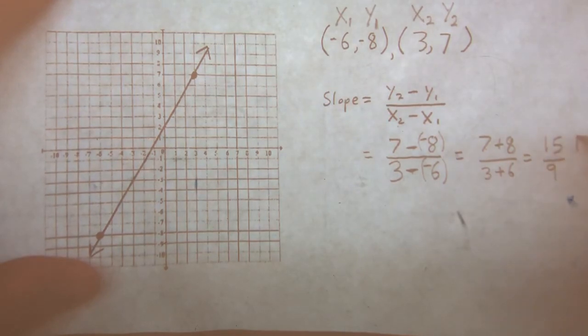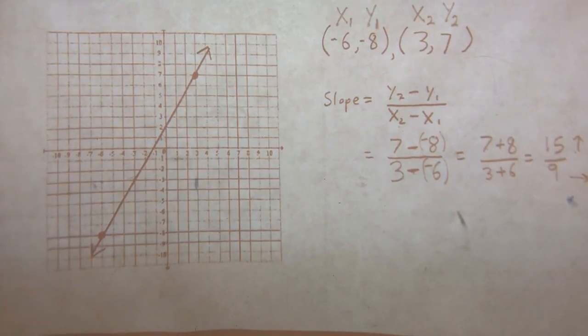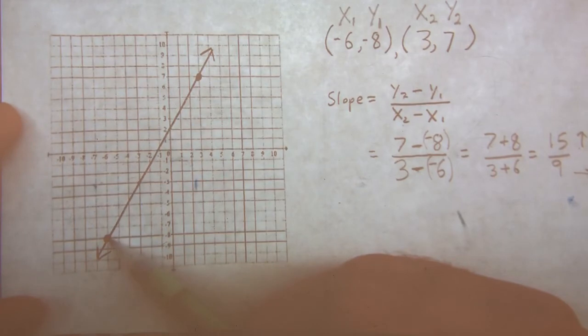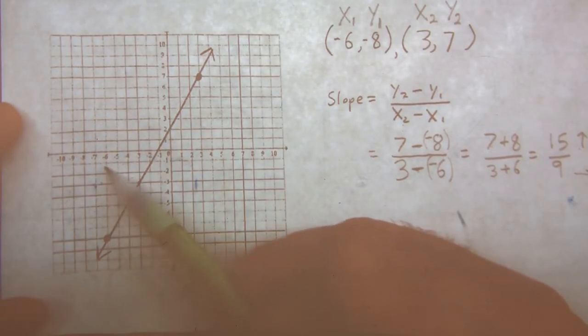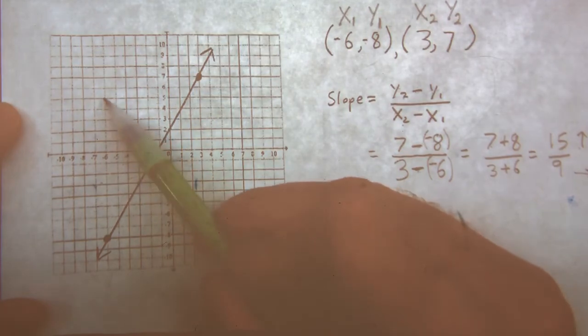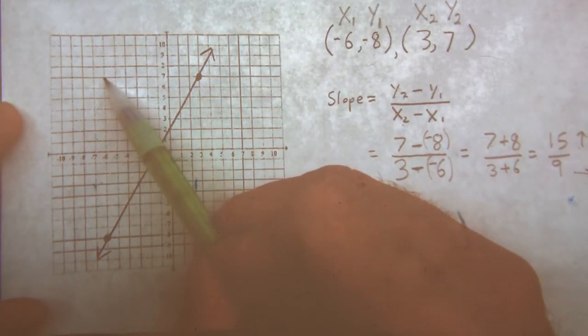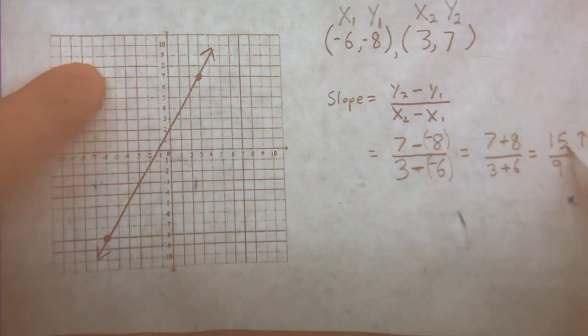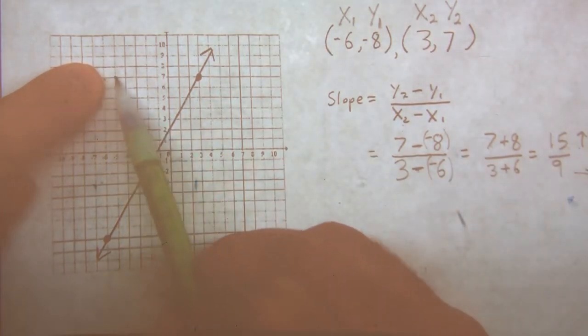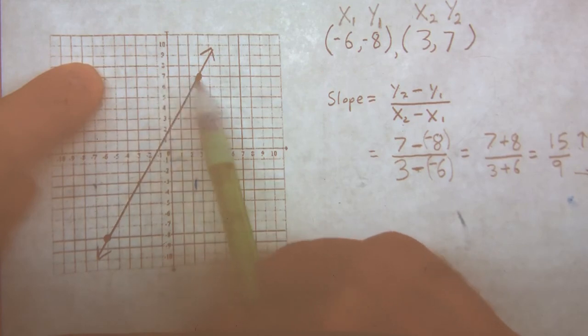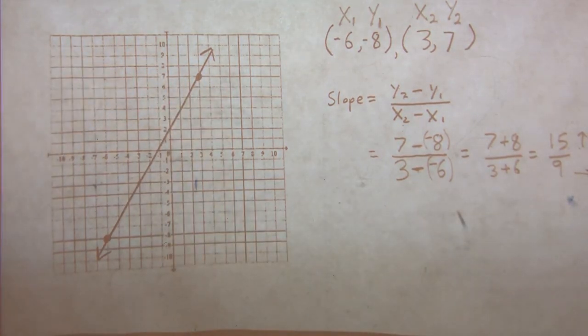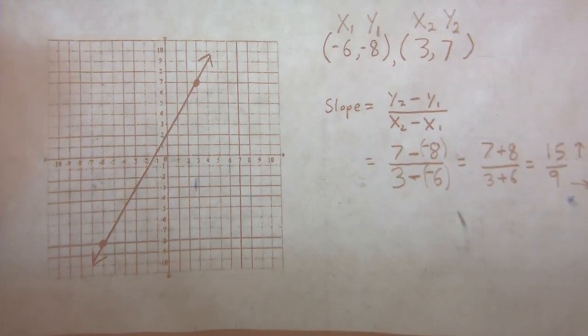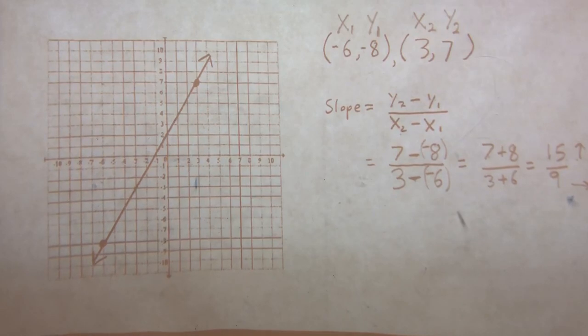That means this line goes up 15 when it goes to the right 9. And if we want to check on our graph here, 1, 2, 3, 4, 5, 6, 7, 8, 9, 10, 11, 12, 13, 14, 15. So that corresponds to our change in y of 15. And then we should go right 9: 1, 2, 3, 4, 5, 6, 7, 8, 9. And we can see we land on our line. So it's the correct slope, just as if we found it using a slope triangle. But in this case, we don't need the graph itself. We just need the coordinates. And that's the slope formula.